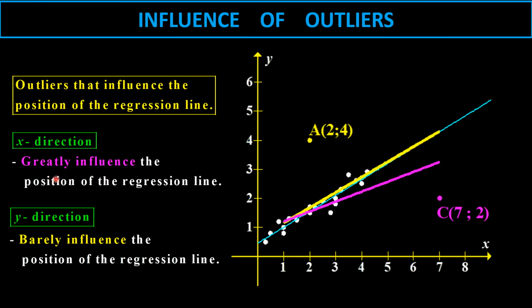But if you include this point here in the X direction, then it's going to greatly influence the line. So then you can decide whether you want to include the outlier in your calculation or not, right? But you can see the implication if you include an outlier in the X direction.